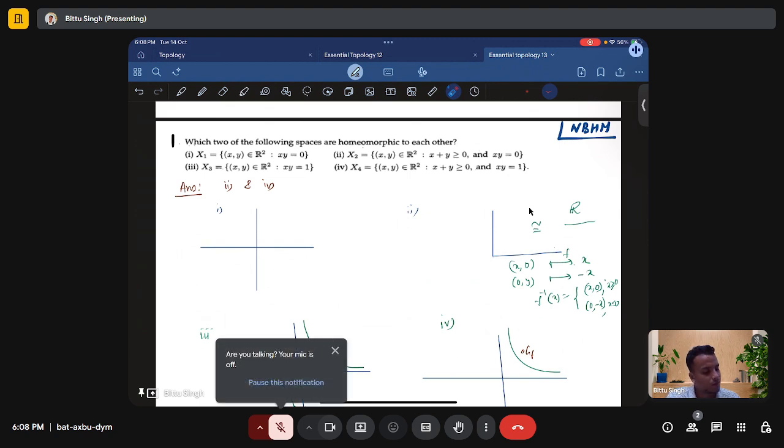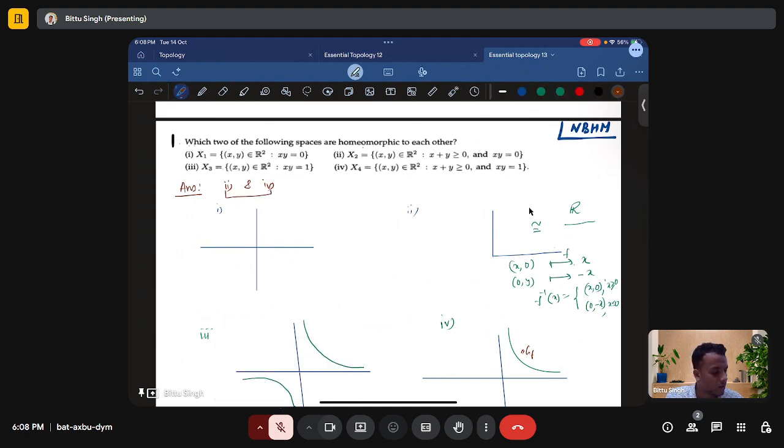2 and 4 are homeomorphic. 3 is not homeomorphic to 2, 4. So this is a class. Those two are homeomorphic. Another class will be 3. Another class will be 1. And 1 is only homeomorphic to 1 because 1 cannot be homeomorphic to 3. It is already disconnected, right? So only 2 and 4 are homeomorphic in this question.